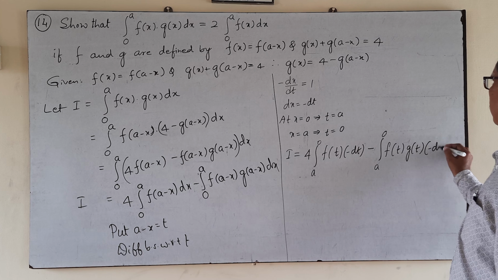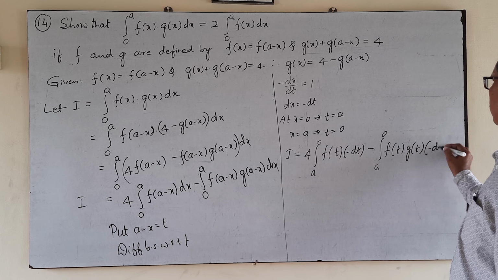Right? So I is equal to 4, by using property number 1: if the limits are interchanged, the value of the integral changes its sign. When limits are interchanged, minus changes to plus. Limits change, 0 to a of f of t dt. Again limits are interchanged, sign changes: minus integral from 0 to a of f of t g of t dt.